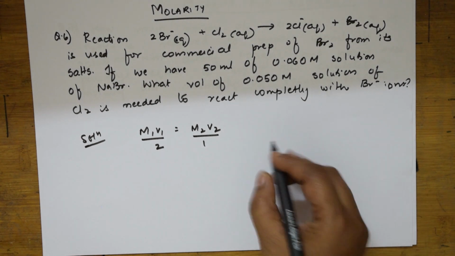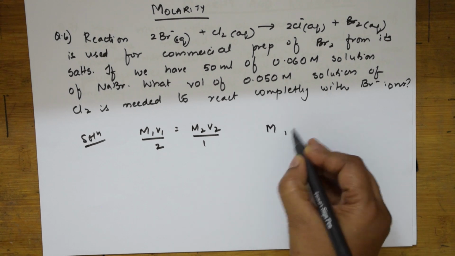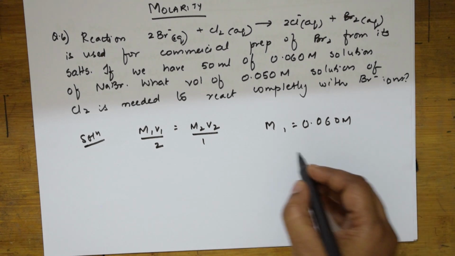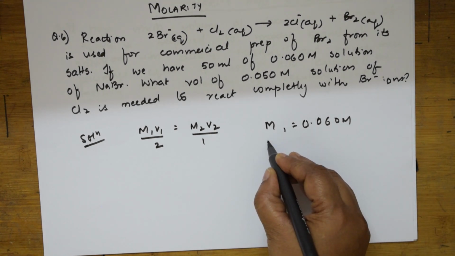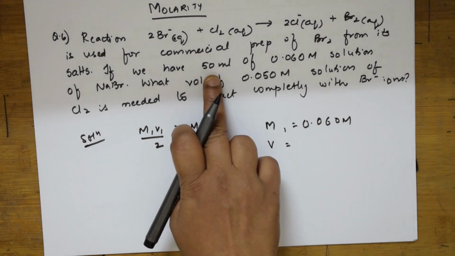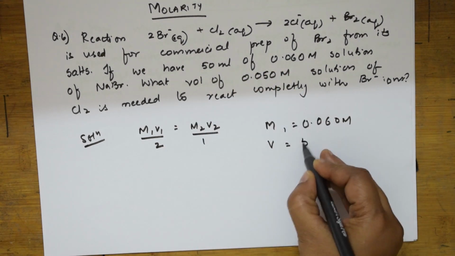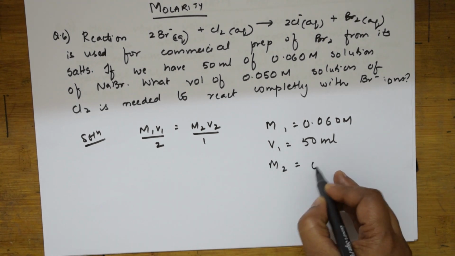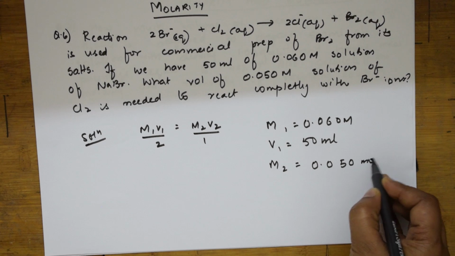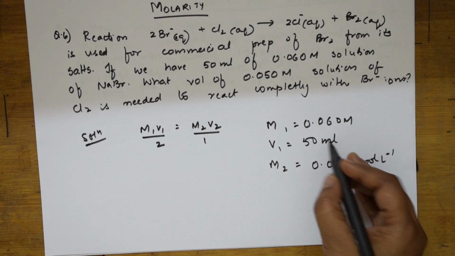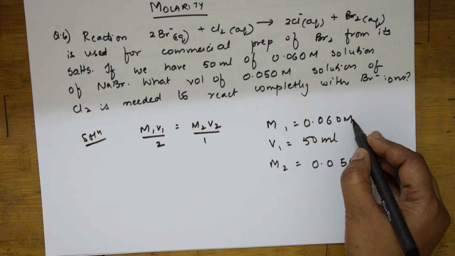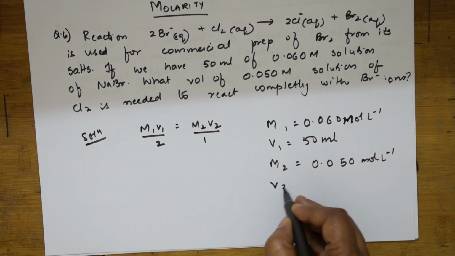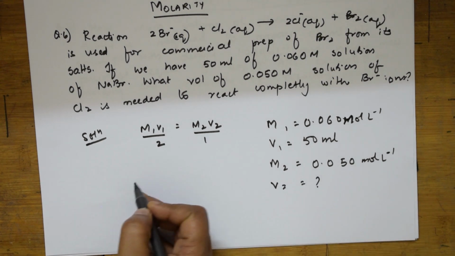Now let us write what information is given. Here they've given us M1 is equal to 0.060. What is V1? They gave 50 ml of 0.060, so V1 is 50 ml. How much is M2 given? M2 given is 0.050 mole per liter. M1 is also the same thing, 0.06 mole per liter. Molarity is nothing but mole per liter only. So V2 I need to find. Let us come back and substitute in this formula.